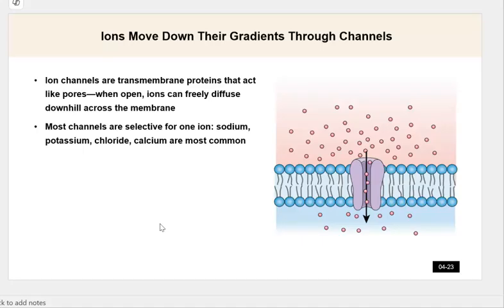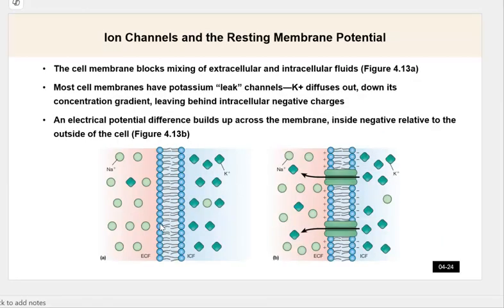Ion channels are transmembrane proteins that act like a pore. So when the ion channel is open, the ions can freely diffuse downhill, but then they can be closed again. So it's like a gate. Most channels are selective for one ion. So you have a sodium, potassium, chloride, or calcium channel. And you've learned about this in the past. I'm sure I'm not sharing anything new with you. This is hopefully review from previous days in chemistry.